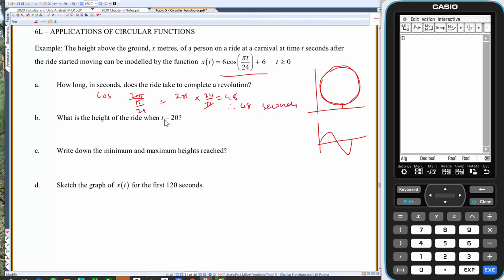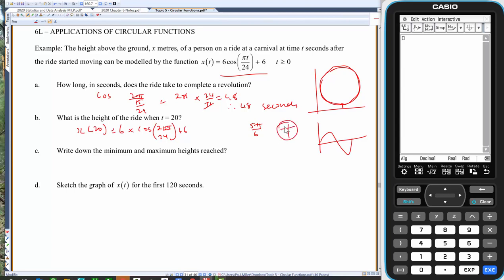What is the height of the ride when T equals 20? Okay, so that's going to be X of 20 equals 6 multiplied by cosine of 20 pi on 24, plus 6. Now 20 pi on 24 is, what's that? That's 5 pi on 6. Let's just check that, 20 on 24, 5 over 6. Yeah, it looks good to me.